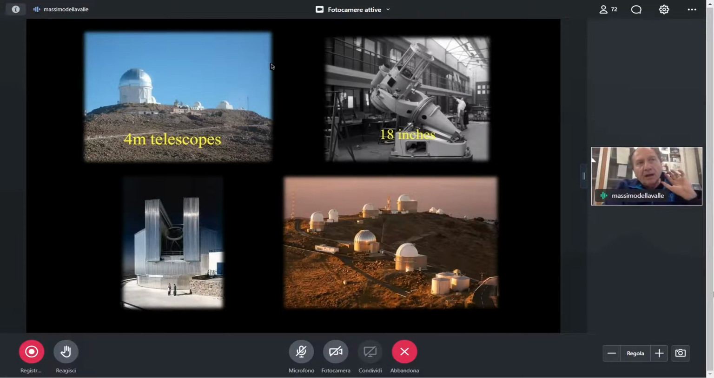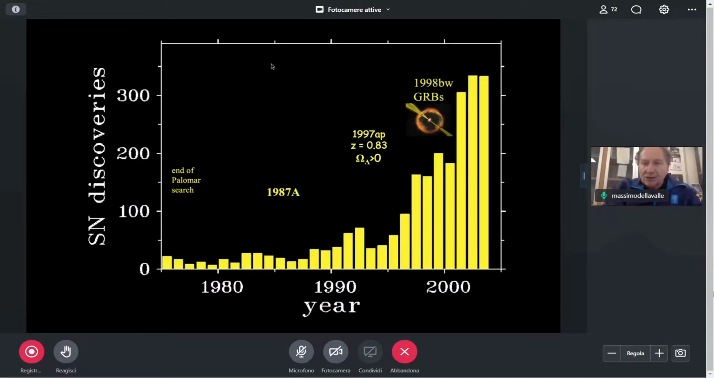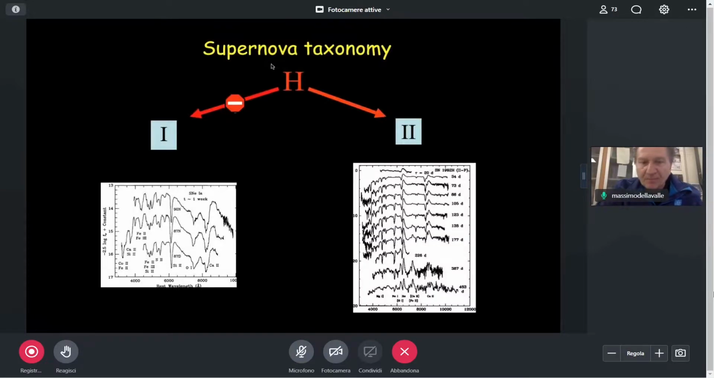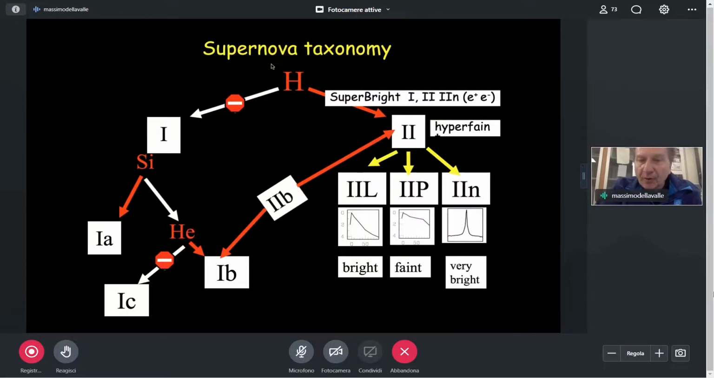The explosion of the 87A supernova had three important consequences. A number of surveys to search for supernovae started, also with relatively large telescopes. And so, as you see here, from 87A, this boost of interest implied that from a few dozen supernovae per year, in the early 2000s we started to discover almost one supernova per day. And this has as a consequence that we can refine the supernova taxonomy.